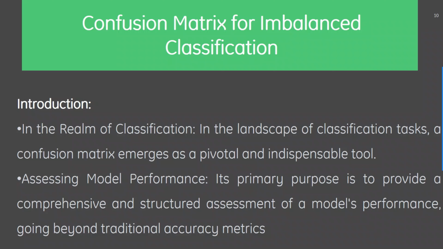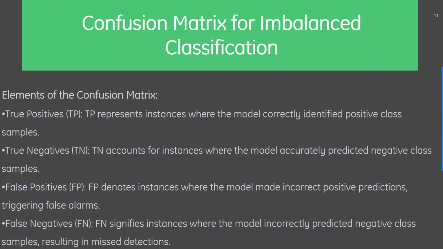Now, what about the confusion matrix for imbalanced classification? Firstly, in the landscape of classification tasks, a confusion matrix emerges as a pivotal and indispensable tool for assessing model performance. Its primary purpose is to provide a comprehensive and structured assessment of the model's performance, going beyond traditional accuracy metrics.